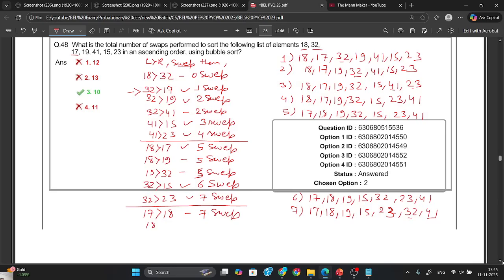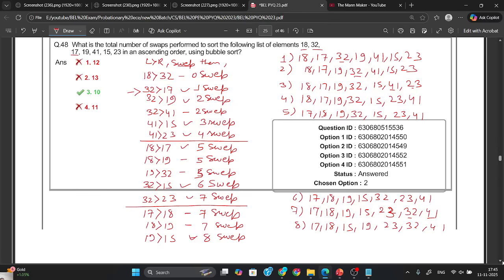Then we have to compare 18 and 19. Again not satisfying, so 7 swap only, we have to stay here. Then we have to compare 19 and 15. So 19 and 15 it's satisfying, so again we have to do a swap. So after 8 swap we will get 17, 18, 15, 19, 23, 32 and 41.